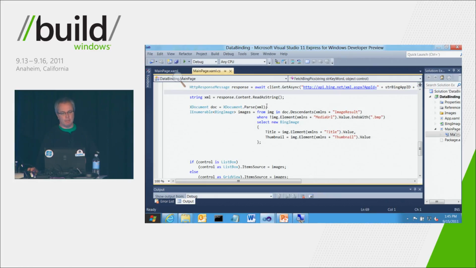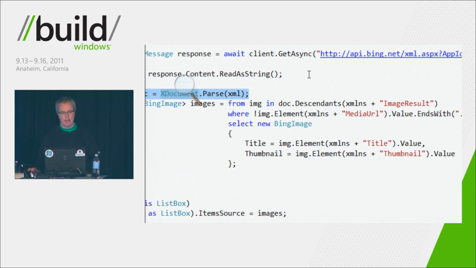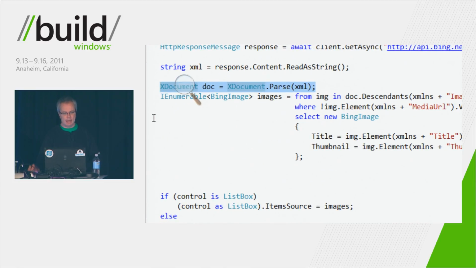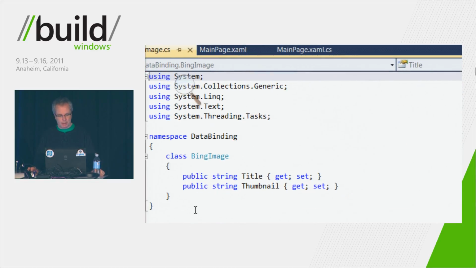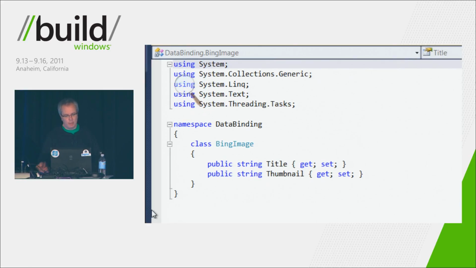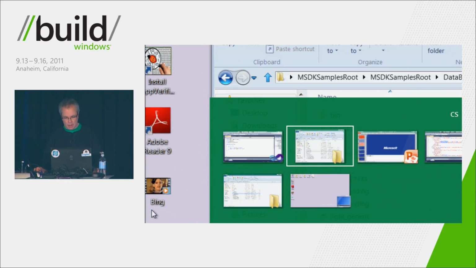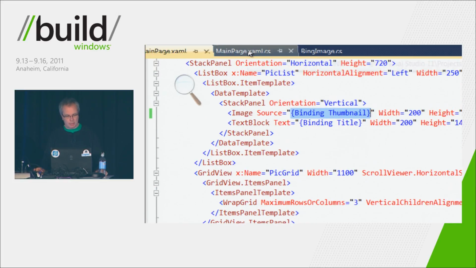First of all, I'm just going to parse that XML. It comes down as a string. I'm going to parse that into something called an XDocument. Let me zoom in. And then I'm going to use LINQ to create an IEnumerable of Bing images. Now, what's a Bing image? A Bing image is a custom class that's within my app. If I go over here, it's very, very simple. It's a custom class within the data binding app, and this class just contains a title and a thumbnail. The source of the title and thumbnail comes from the XML that we saw earlier on.